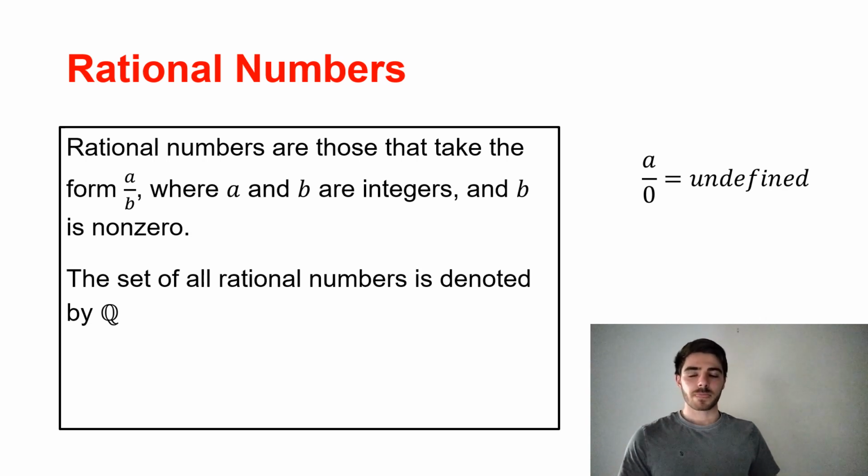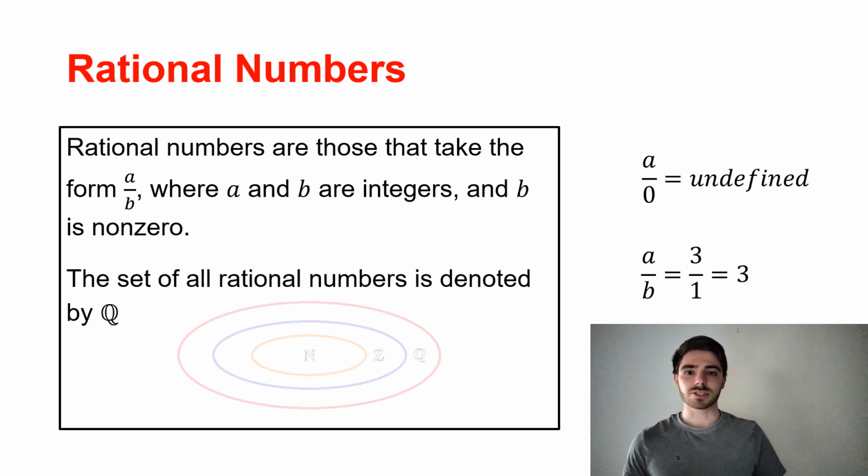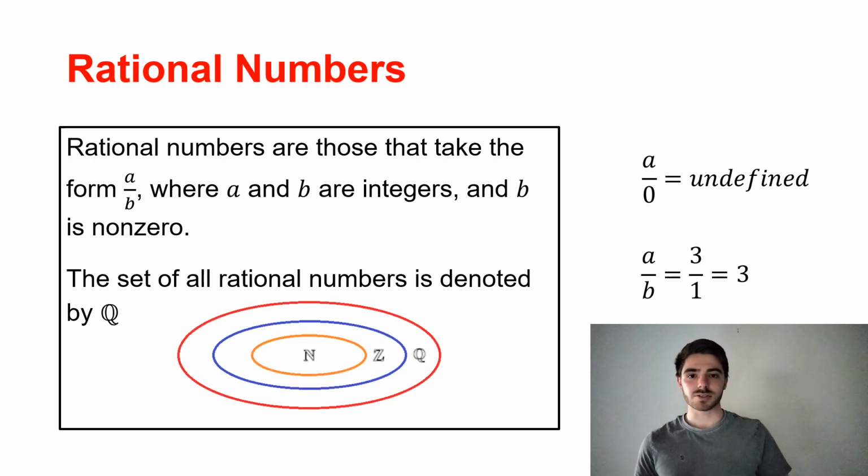And before we move on, rational numbers are fractions, but that doesn't mean they can't be whole numbers as well. Consider the case where a, the numerator, is 3, and b, the denominator, is 1. This simplifies to just 3, which is a whole number. So again, we see this relationship where the set of integers is a subset of the set of rational numbers.